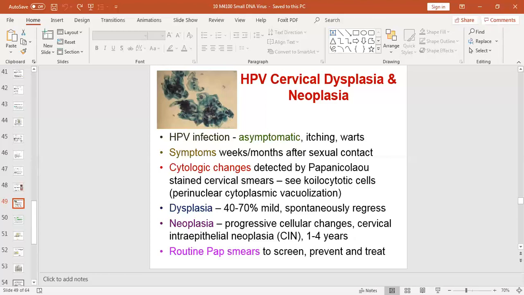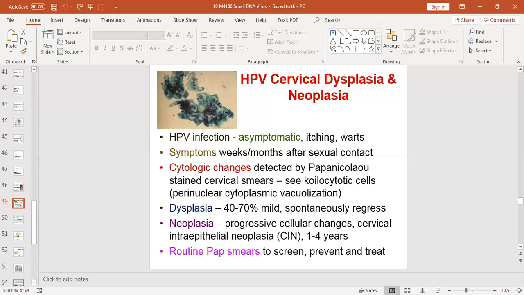We look for koilocytotic cells. These are cells with perinuclear cytoplasmic vacuoles. So we see vacuoles in the cytoplasm and around the nucleus of the infected cells. If we see such a cell, they are called koilocytotic. So again, after development of the symptoms, we do a cytologic test, which is we take a cervical smear. So the sample is a cervical smear. The procedure is a staining called Papanicolaou staining, and we look for koilocytotic cells.